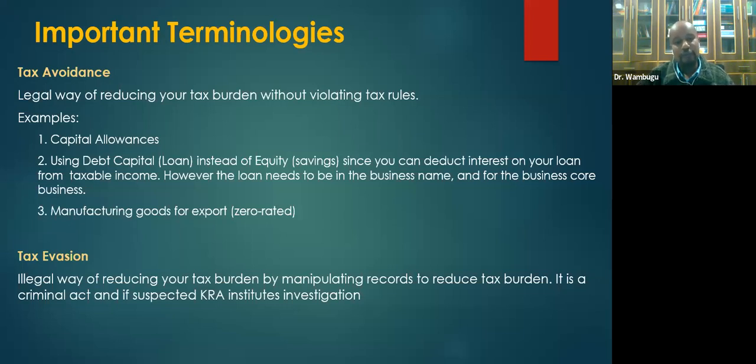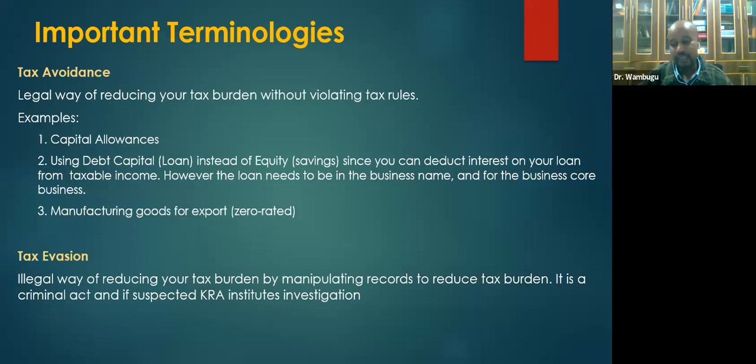Those people who manufacture goods for export, for example, if you manufacture something and you export it to a different country, those goods are usually zero rated, and that is really more of a tax incentive. Now, tax evasion, on the other hand, is an illegal way of reducing your tax burden by manipulating your records so that your tax obligation looks lower than it should be.